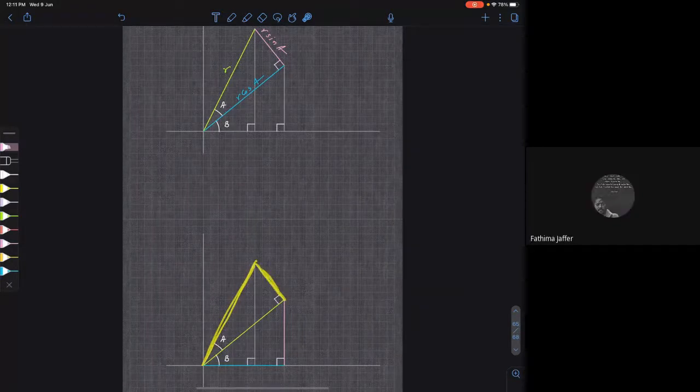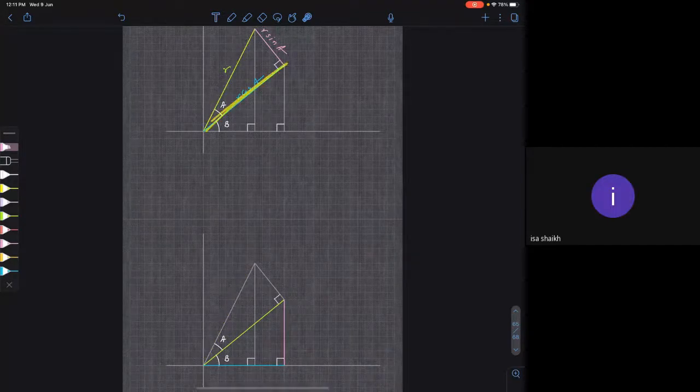Both triangles are equal. This was our old triangle. Yes, that was the old one. Now I am asking about this green line. What is this green line? R cos A. R cos A, this line. Can you see that? Yes, sir.